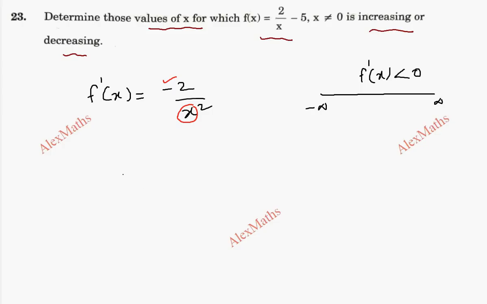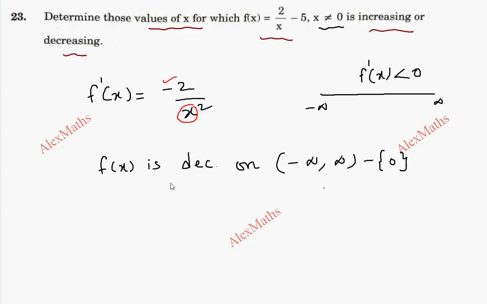So it means f of x is decreasing on minus infinity comma infinity, and 0 is not included because already they have given x is not equal to 0. Either we can give the answer like this, or minus infinity comma 0 union 0 comma infinity. So in these values the function is decreasing.